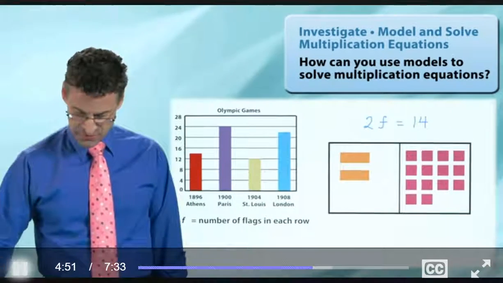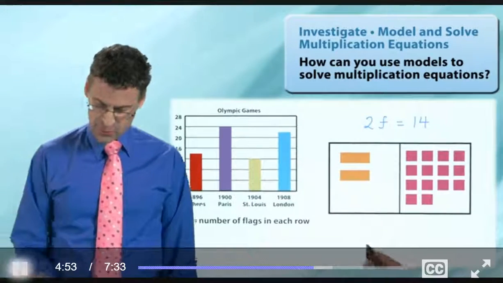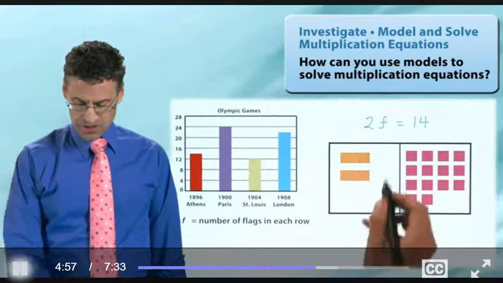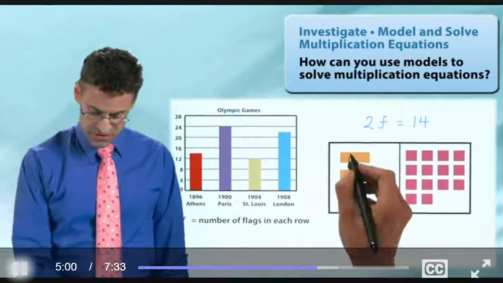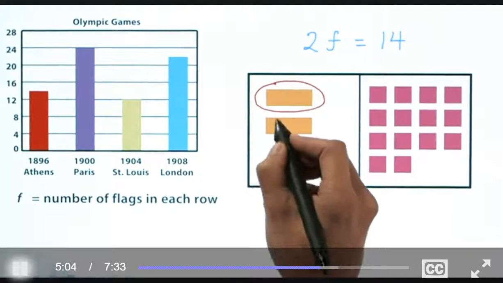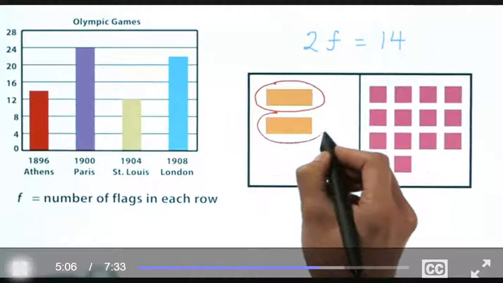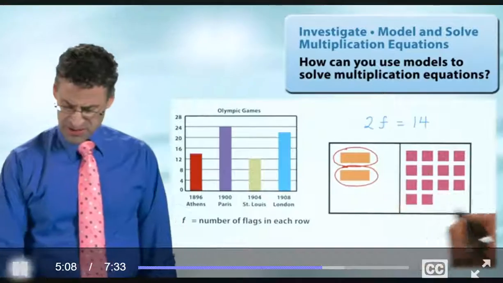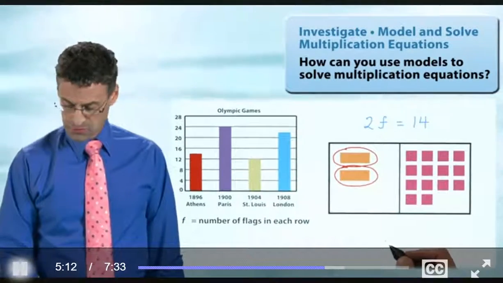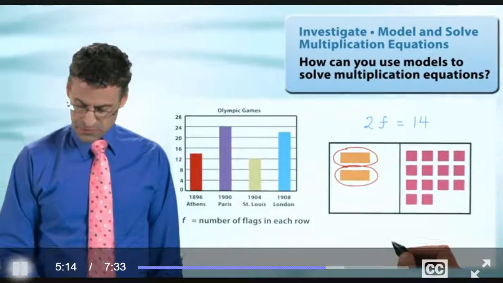And now, where do we go from here? Well, what we want to do is figure out a way of saying, okay, I want to know just what one unknown is. So here I've got one of these unknowns, and then I've got another unknown. So what I want to do is take this and divide it into two groups. Two equal groups, in fact.